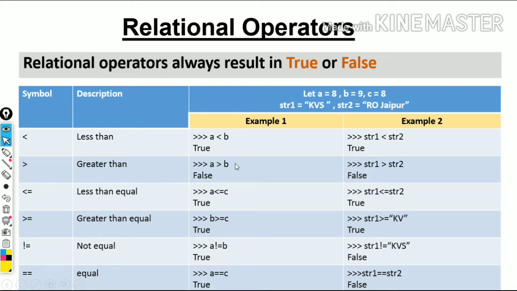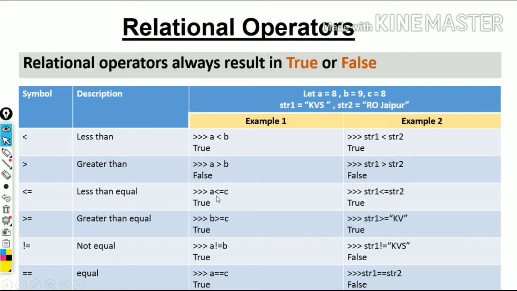In the next example, is a greater than b? No, 8 is not greater than 9, so it will be false. In the case of strings, is str1 greater than str2? We compare k and r. K does not come before r. Or in other words, if we think about the ASCII values of these characters, the value of k is smaller than r. So str1 is not greater than str2. It is false.